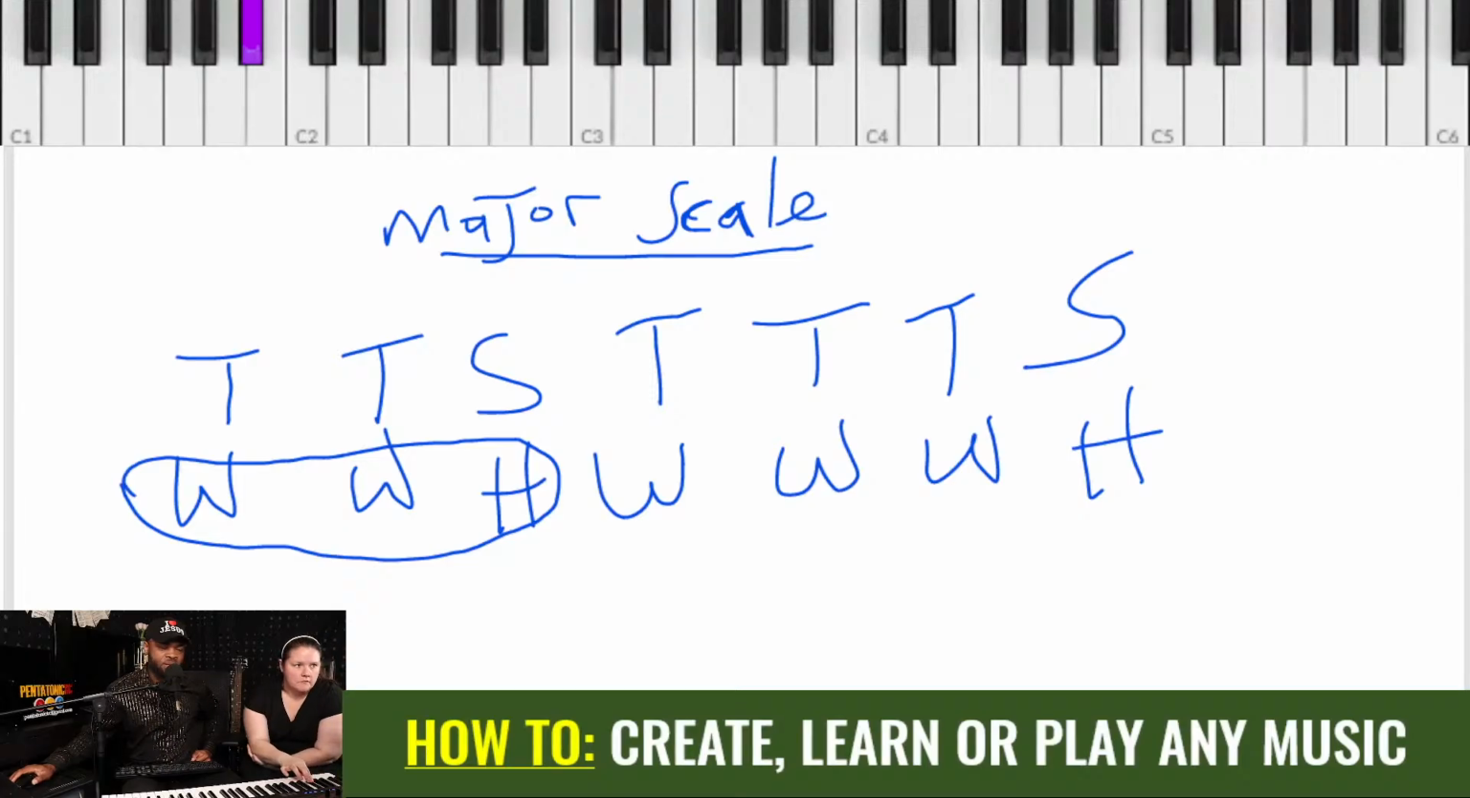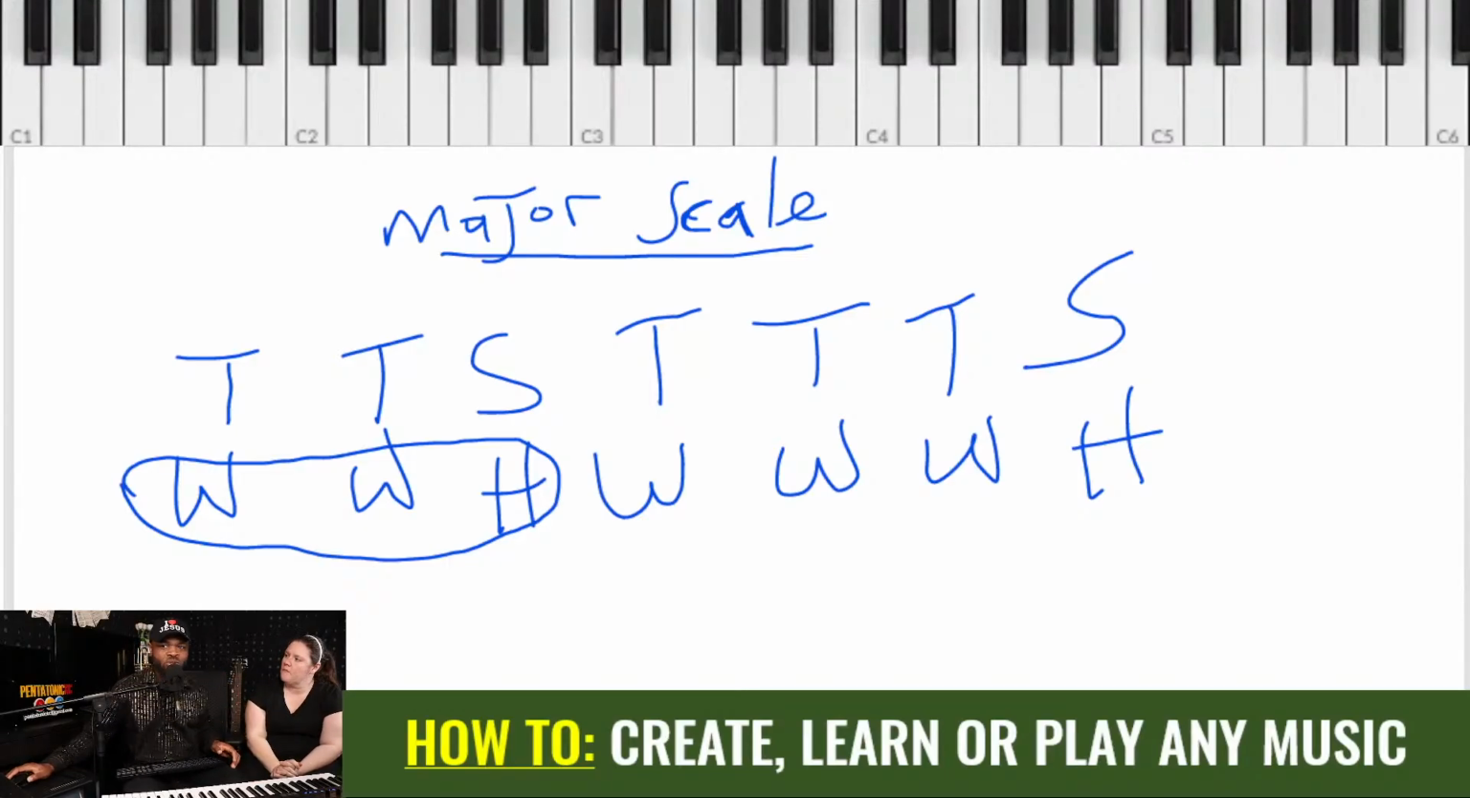Starting, then 1, then 2, then half, then 1, 2, then 3, then half. You see that? So now this is you navigating your way, which is basically the first step, because the next step will be knowing the actual fingers that should be used to play the scale. But now we're not worried about that.